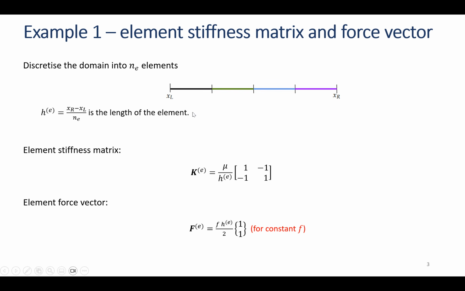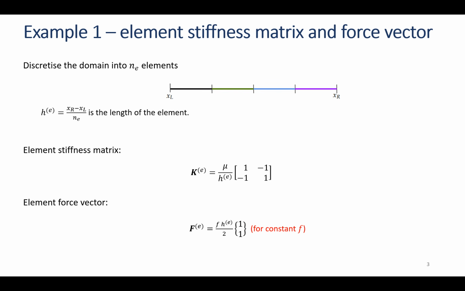Length of the element we will calculate. Similarly the force vector Fe is f h_e, that is the length of the element divided by 2, times a 2 by 1 vector. That is, the force f is equally distributed between the 2 nodes. And remember that this expression for the force vector is valid only when f is constant. If f varies with respect to the x coordinate, then we need to calculate the element force vector in a different way.